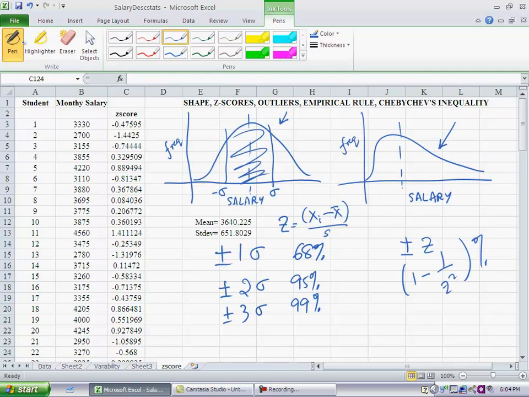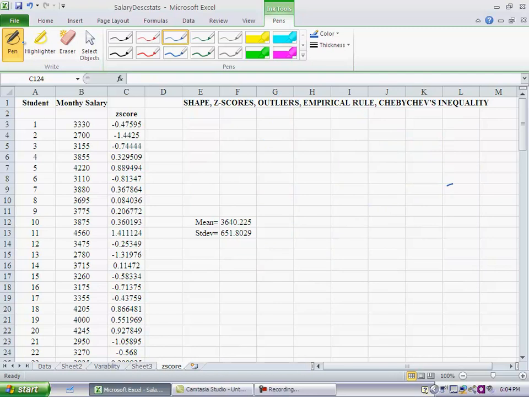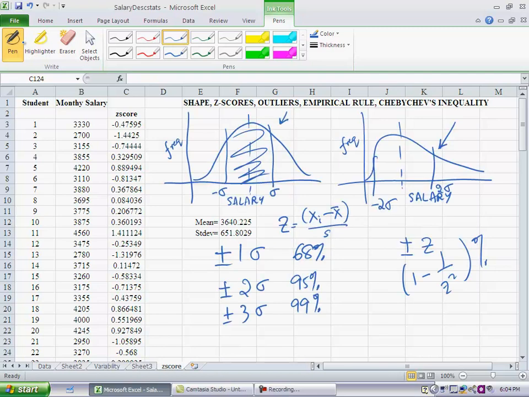1 minus 1 over z squared percent of the values contained within plus or minus z standard deviations. So if z were 2, in other words, if you were to go 2 standard deviations away from the mean on either side, 2 standard deviations below and 2 standard deviations above, and you can see that the pattern is not symmetric, then Chebyshev's inequality says that you would have at least 1 minus 1 over z squared percent of the values included in that range.